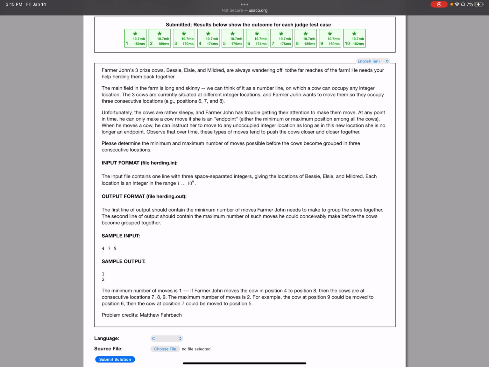So here the cows are at position 4, 7, and 9. Right, so let's just draw that out real quick. So positions 4, 7, and 9, I'll just make a number line. So here's 9. 1, 2, 3, 4, 7, and 9. Right, so they're asking for the minimum and the maximum moves. Well, if we look at the minimum moves, I'll say red is min.